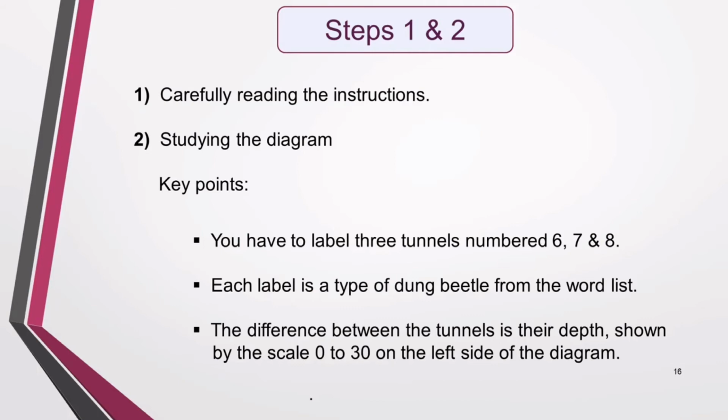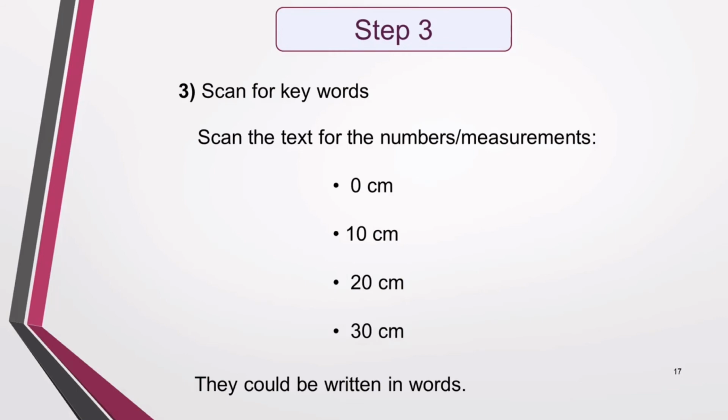The instructions say that I have to label 3 tunnels numbered 6, 7 and 8. Each label is a type of dung beetle from the word list. The only difference between the tunnels is their depth, which is shown by the scale 0 to 30 on the left side of the diagram. I conclude that I will identify the correct answers by finding out how deep the different types of dung beetle dig their respective tunnels. Knowing this information, I decide to scan the text for the numbers.